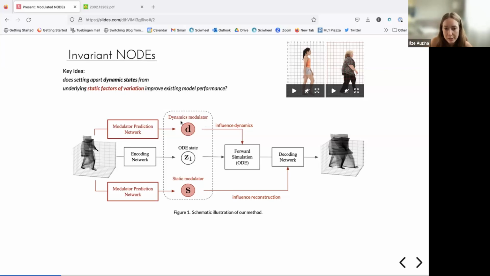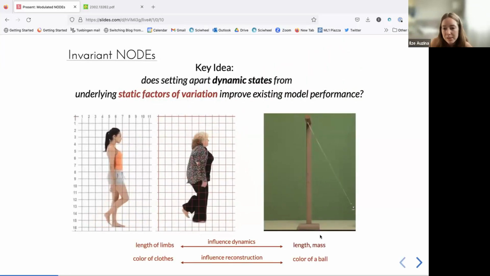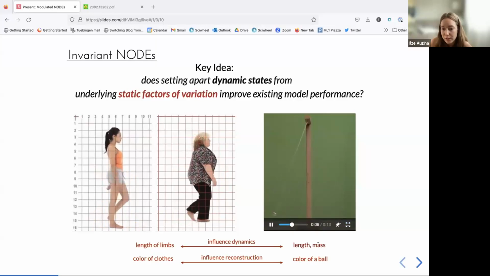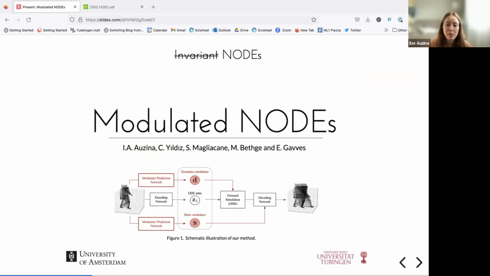So dynamics modulators are going to influence dynamics. And as you can see from the previous slide, you can think of them as, for example, length of limbs or length or mass of the ball of the pendulum. While static modulators are going to only affect your decoding network. So that's really the appearance of the object you're modeling. As such, we rebranded our paper to modulate the neural ODEs.